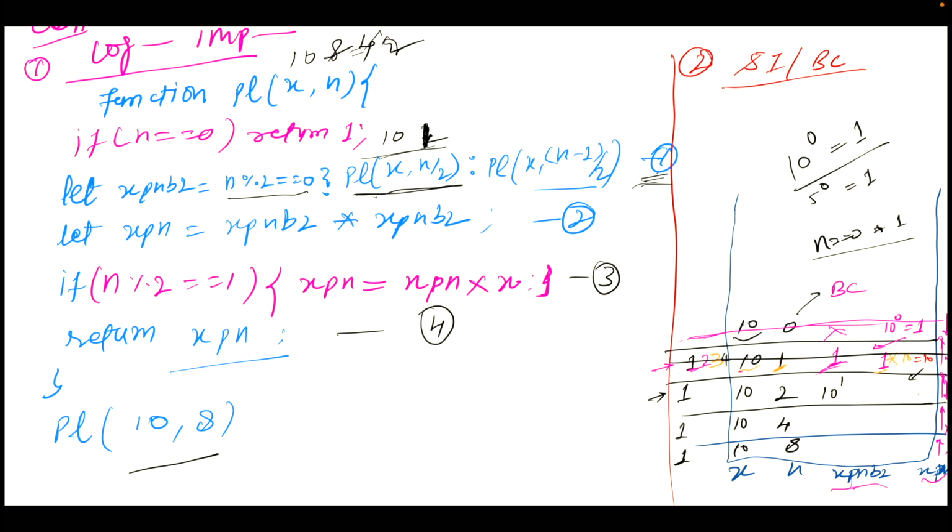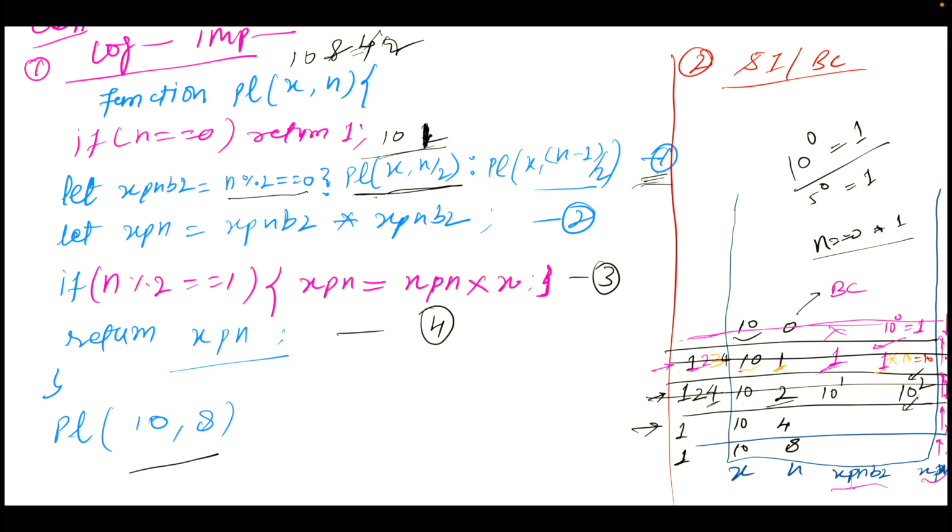And here for this one, when line number 2 executes, x to the power n will be 10 to the power 1 into 10 to the power 1, so it will be 10 to the power 2. Okay, and then here we can notice that line number 3 is not executed because the value of n is even. So control will go inside line number 4, and the control will be here on this line.